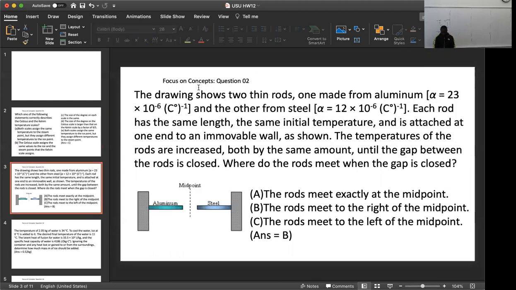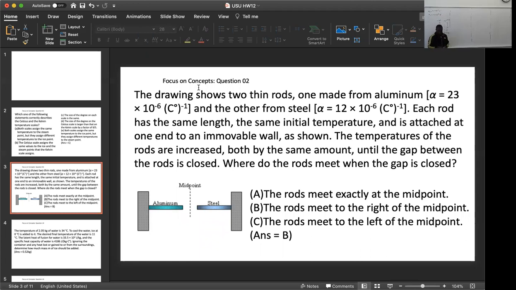So the drawing shows two thin rods, one made from aluminium. So we're given the alpha, the linear expansivity for aluminium, to be 23 times 10 to the negative 6 per Kelvin, if you like, per degree Celsius. And then the alpha for steel is 12 times 10 to the negative 6 per Kelvin or per degree Celsius.